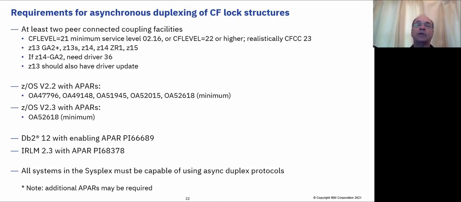And the list of APARs are by no means all inclusive, right? These were minimum APARs for a starting position. You would definitely want to check to make sure that any additional APARs that are required are on your system. The other requirement is this bullet at the bottom. All systems in the sysplex must be capable of using async duplex protocols. So if you want to do this, all the connected systems have to be able to participate. So they all have to meet these requirements.